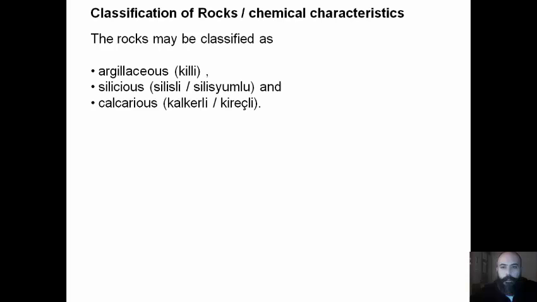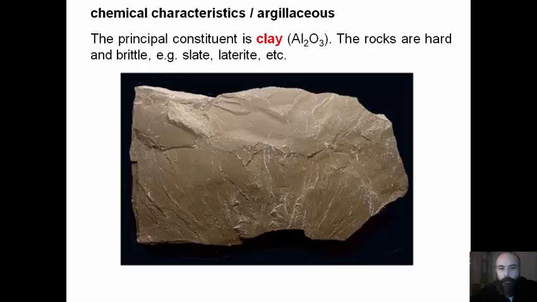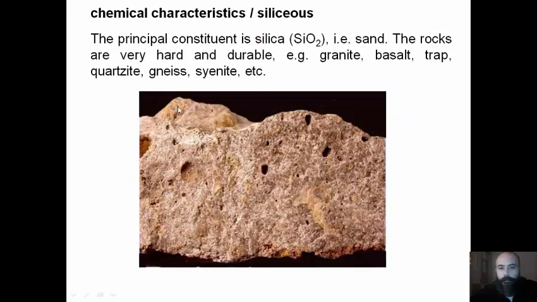According to the chemical characteristics, rocks may be classified as argillaceous, siliceous, and calcareous. The principal constituent of argillaceous rocks is clay. The rocks are hard and brittle. Examples are slate.